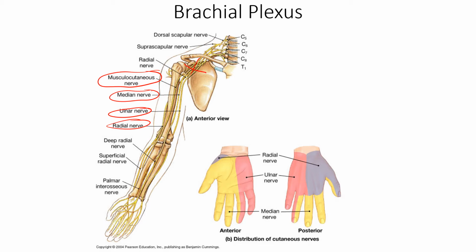And like we were talking earlier, you can see that the coloration here on the hand, the median nerve serves certain fingers, ulnar nerve serves the pinkies, and the radial nerve serves the thumb area.